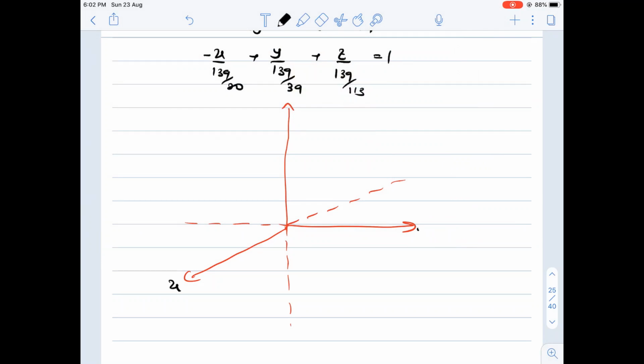Okay, we have x-axis, y, and z. So x is negative, so we need to have the coordinate at the back. So we have here negative 139 over 20, and then y is positive, so we have 139 over 39. And then we have coordinate z equals 139 over 113. Therefore, this is the plane in this question.